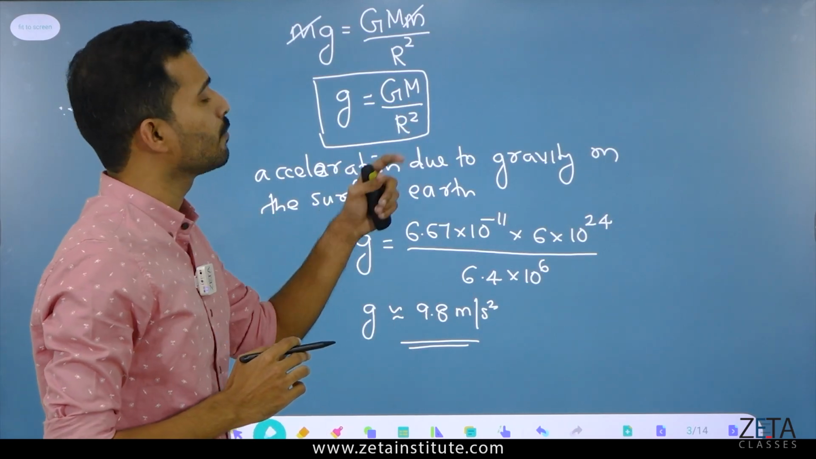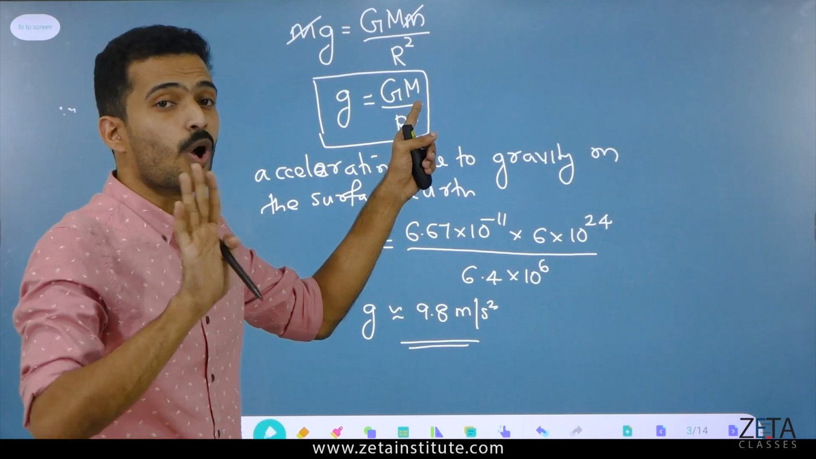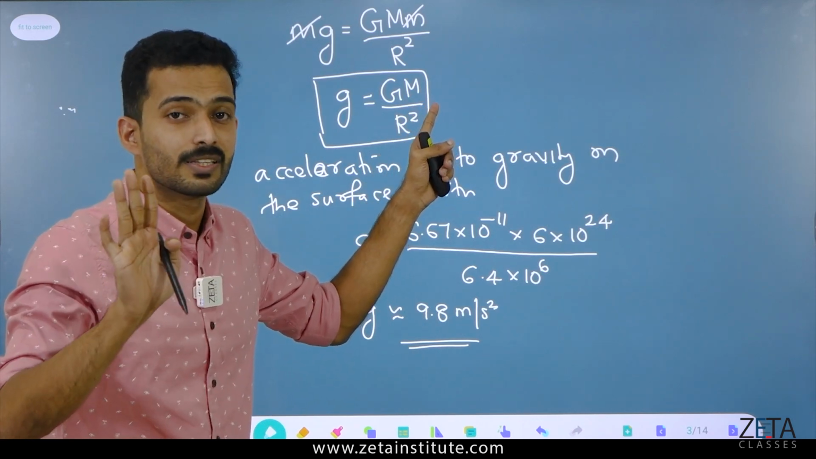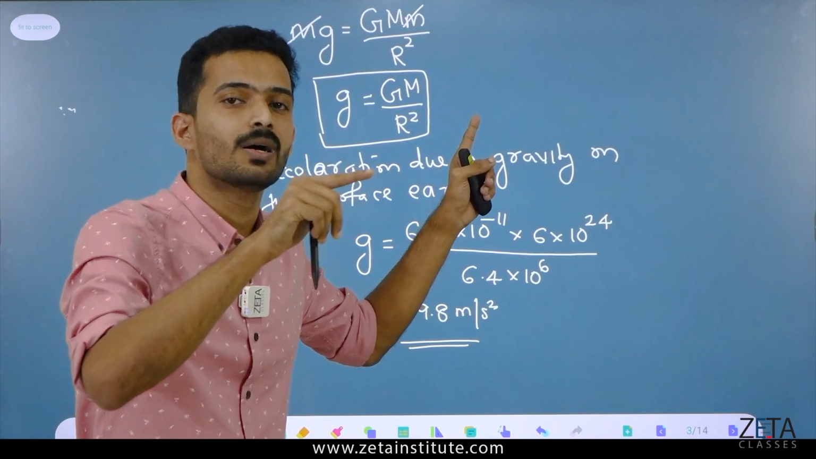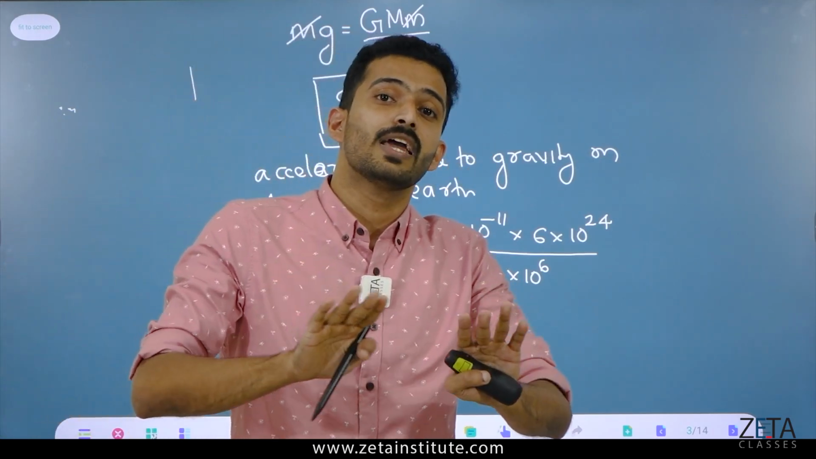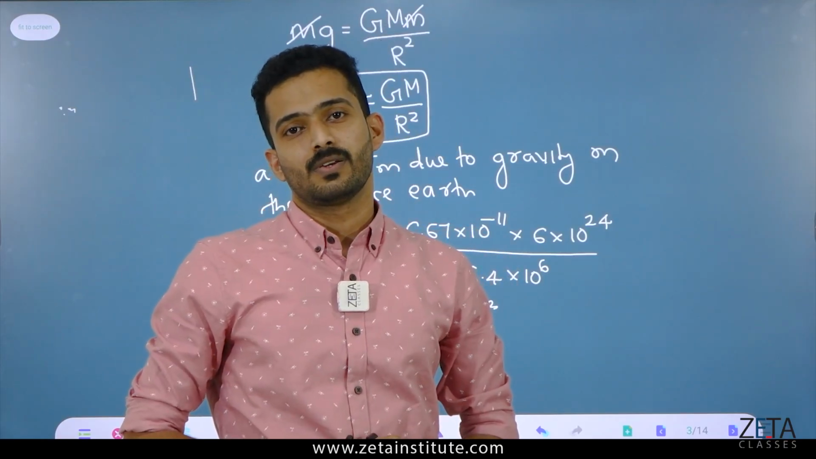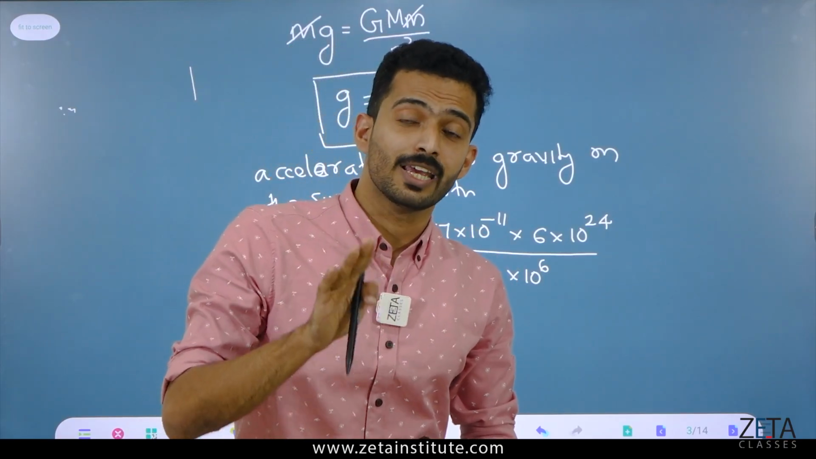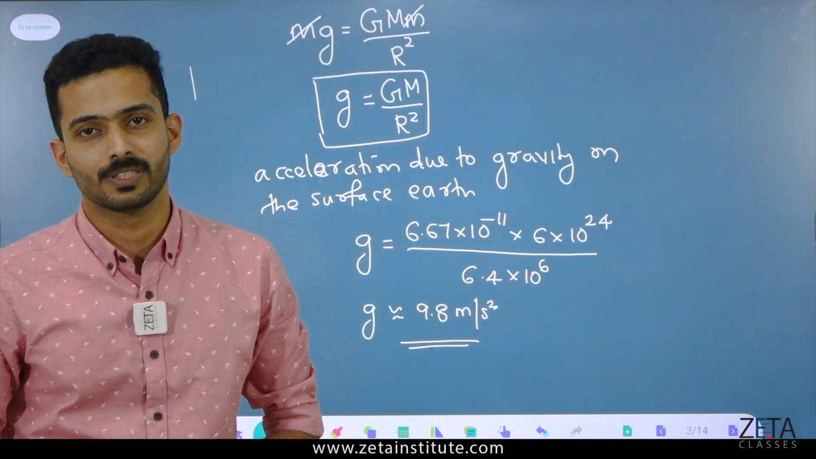g is equal to GM by R square. But listen, this M is not the mass of the object. This M is the mass of the earth or mass of the planet. So the acceleration due to gravity is independent of the mass of the object. Okay, keep in your mind, the acceleration due to gravity is independent of the mass of the object.